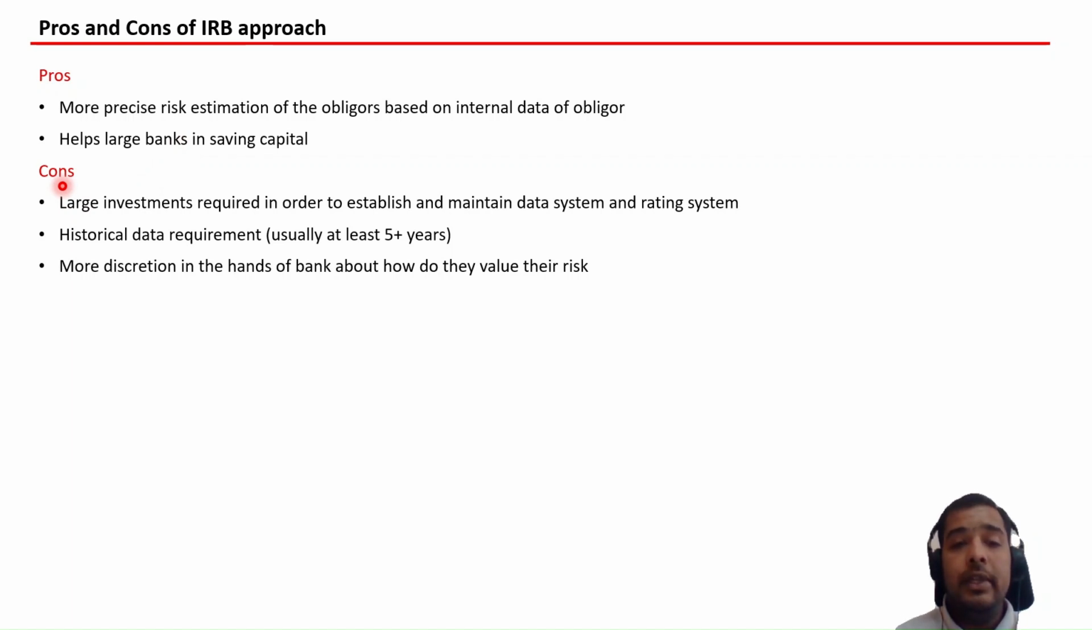When we discuss the cons of the IRB approach, first, it requires a large investment to establish such a rating system and data system, and usually it requires at least 5 years of data to build internal risk models. Further, there is more discretion in the hands of the bank in how they value their risk. So these are the key pointers on the cons of the IRB approach.